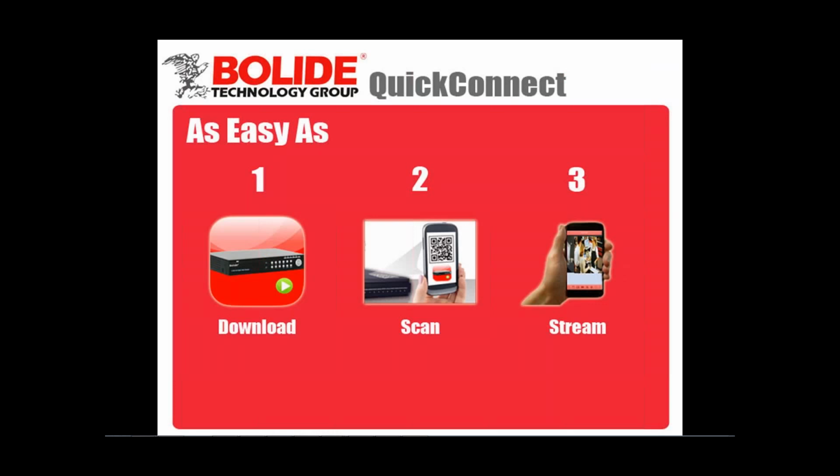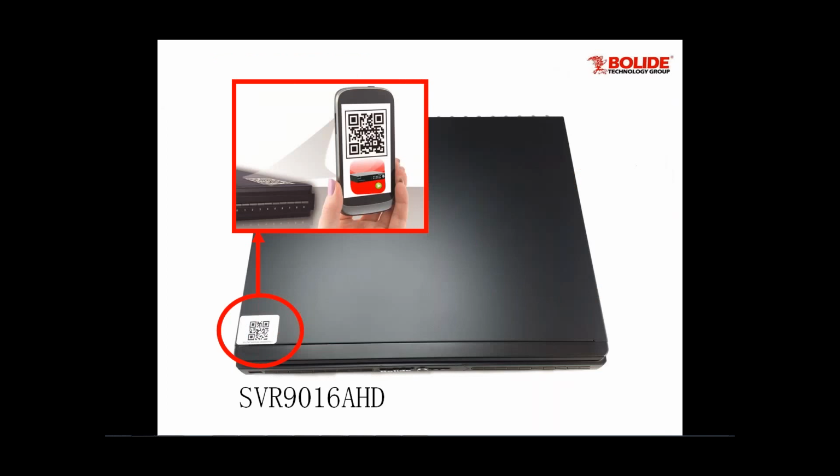Sure. So what we did is we took the P2P technology and we made it our own. We put in some features that enable the DVR to have no port forwarding. It's very simple. You download the app, you scan the QR code on the top of the DVR, and you're ready to stream. It's as easy as 1, 2, 3. As you can see, the picture on the top of the DVR, the QR code, and below it is the actual device ID.